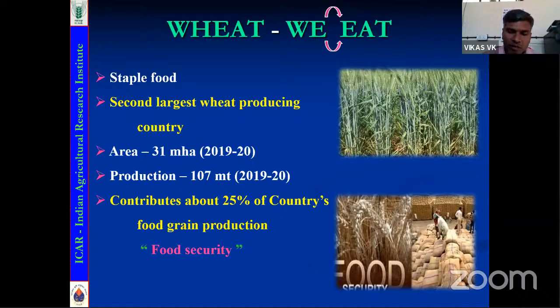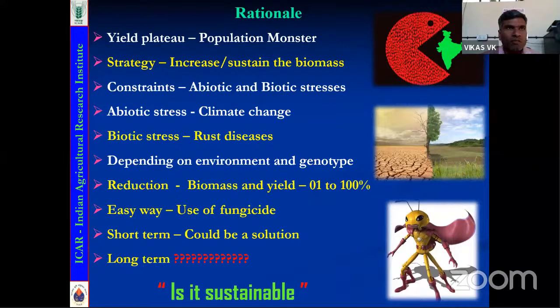And the sorry part, or the bad part, is that we have got a yield plateau for the past decade, but at the same time the population is increasing. So the strategy is to increase or sustain the biomass so that yield can be maintained. But the problem is it's not that easy. We have got abiotic and biotic stresses on the way. The abiotic stress is mainly in the form of climate change, which I am not going to talk about. And then the next one is the biotic stress.